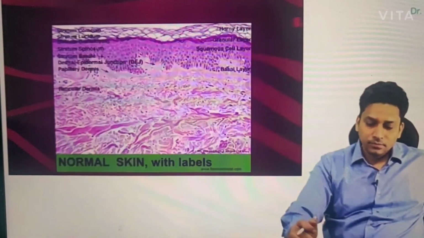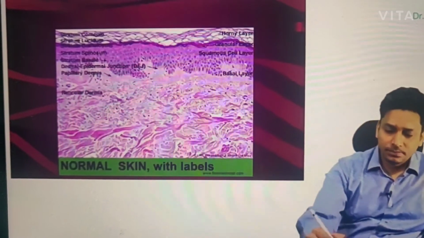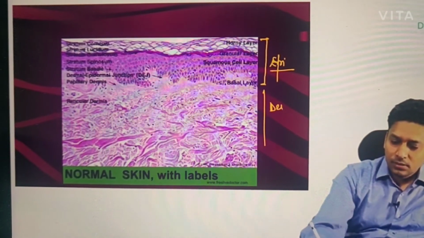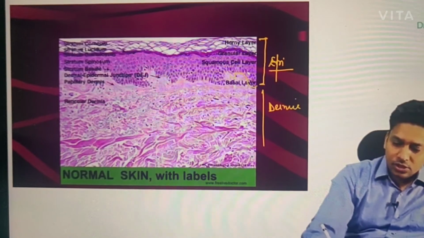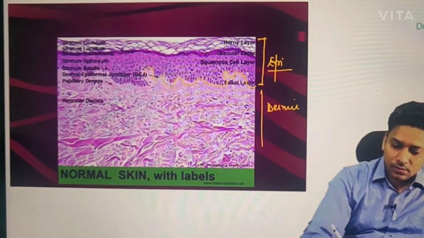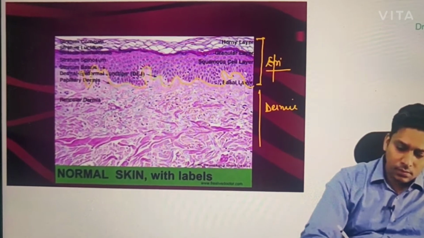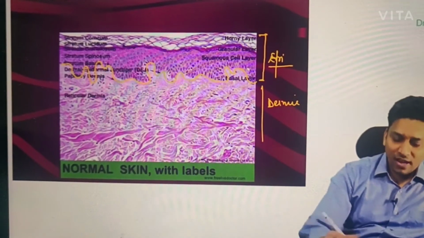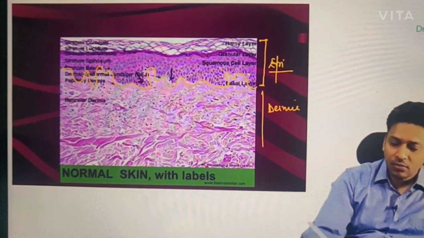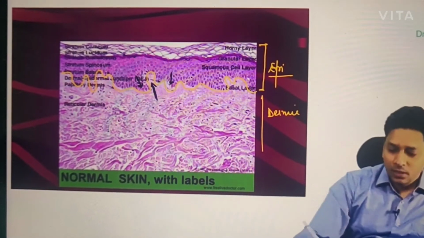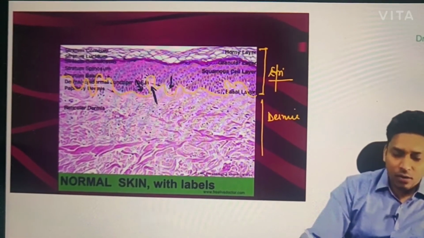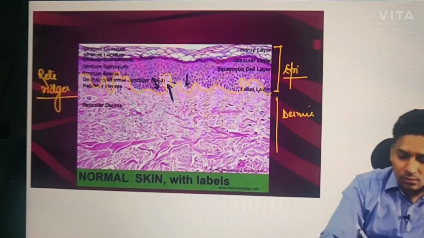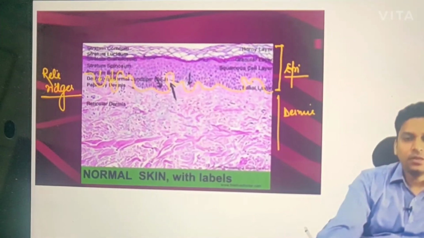Like you can see, this is a cross section of epidermis. This is epidermis. Below this is dermis. This is the junction of epidermis and dermis. And as you can see, this junction is wavy, it is not flat. There are a few projections of epidermis which are coming down, and a few projections of dermis which are going up. These projections of epidermis which are coming down are known as Rete ridges. So Rete ridges are the projections of epidermis which are coming down.